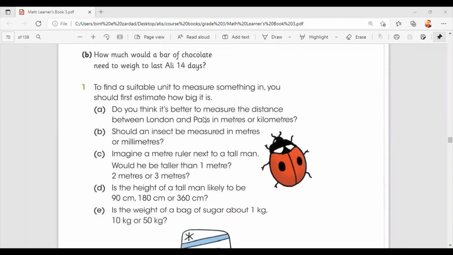Do you think it is better to measure the distance between London and Paris in meters or kilometers? For small items we use meters. For bigger, long distances, we use kilometers. 1 kilometer equals 1000 meters. So for long distances between cities, between countries, between continents, we use kilometers. So it's better to use kilometers for distance.